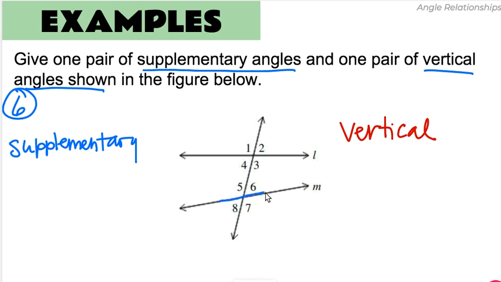If you look down here at this line, you could have said angle 5 and angle 6. Or you could have said angle 8 and angle 7. If you looked at this line, you could have said 5 and 8. Or you could have said 6 and 7. Lots of different options.